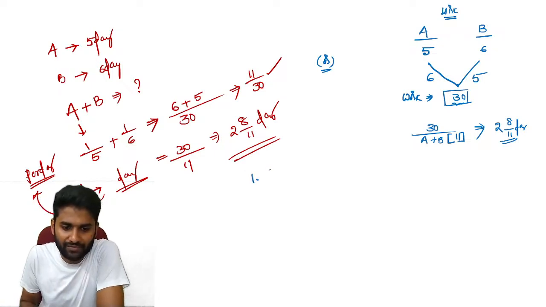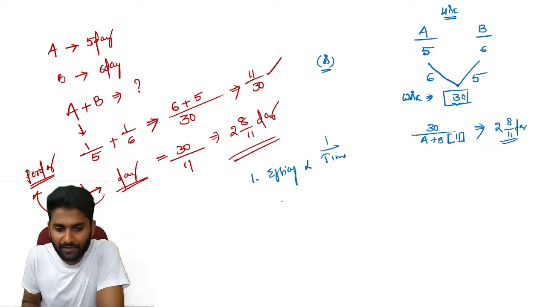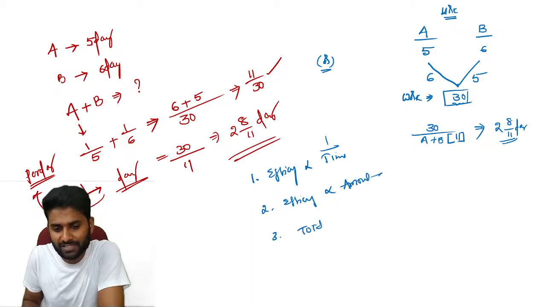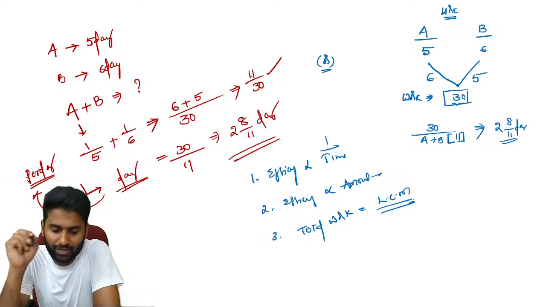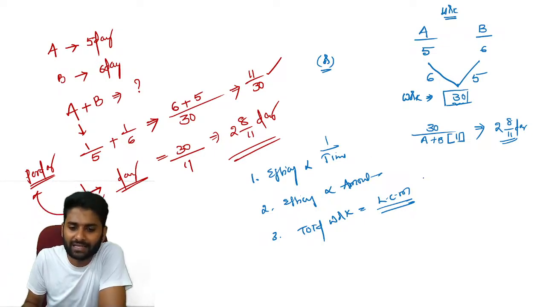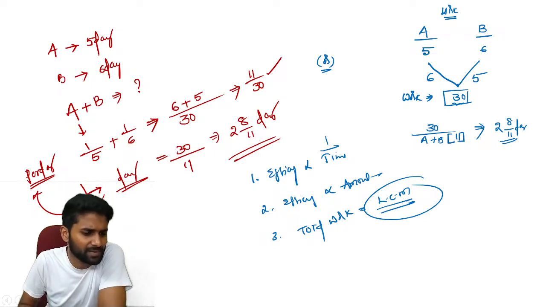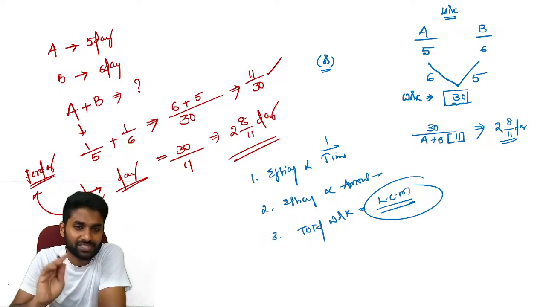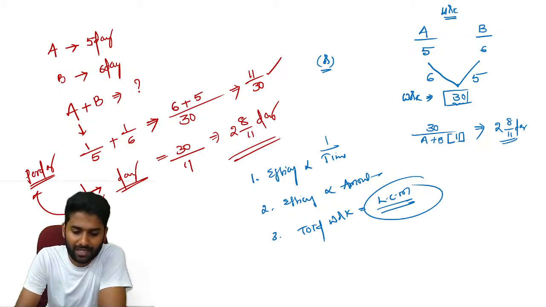Now let me repeat the main information. Efficiency is inversely proportional to the time, and efficiency is directly proportional to the amount. And the third important point for reference, guys, total work. If you go through the comparison, you can use the LCM method. For a total work, we have to assume one value. For better calculation, use this method. So this is the basic information you require to solve any questions in the time and work concept. Let's start with the basic examples to understand this concept.